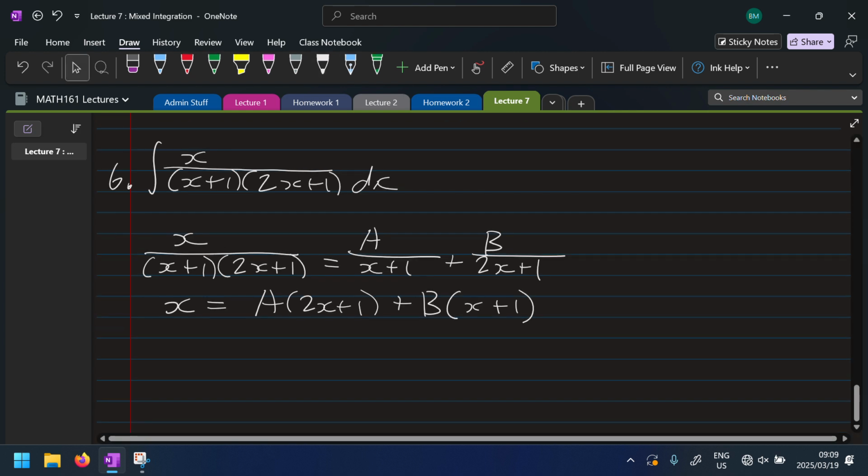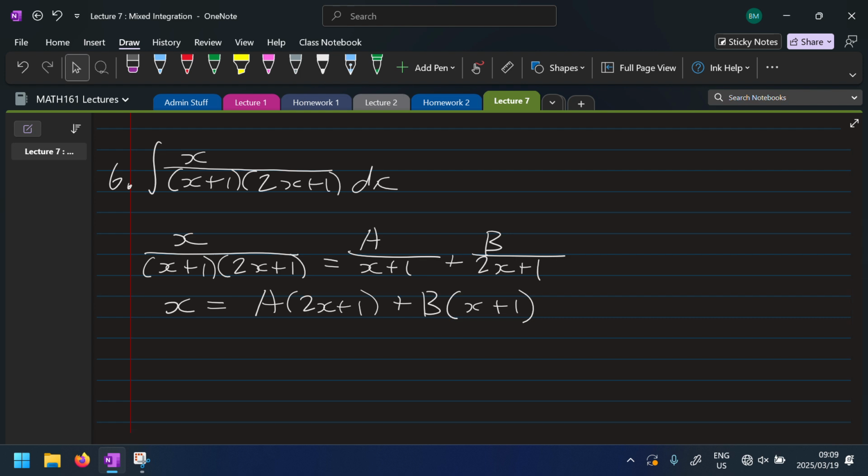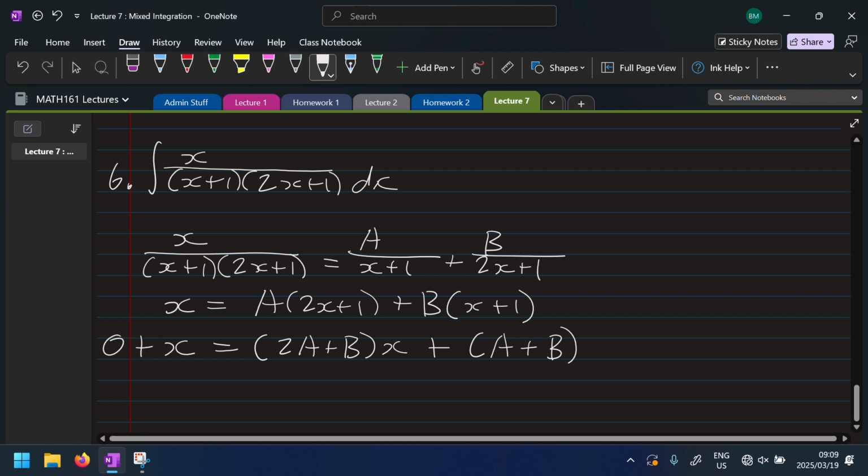Okay, for this one, let's try out the other method. So the previous ones, I let x be 0, x be 1, solve it like that. Let's solve this one as if it were a system of equations. So we're going to have x equals, we're going to have 2a and b with the x. And then the constants, there's just the a and the b. And imagine we have a 0 plus there.